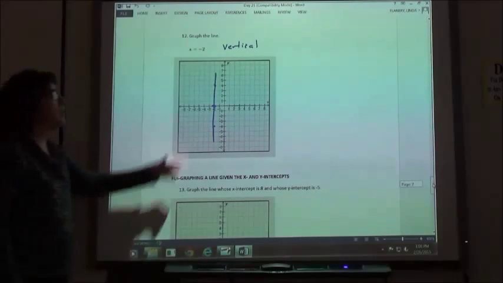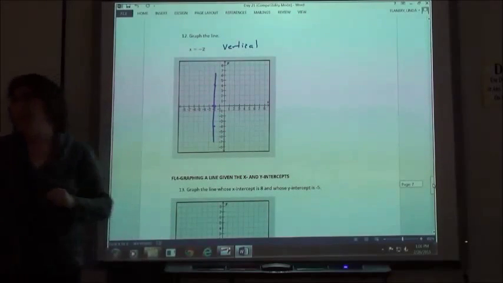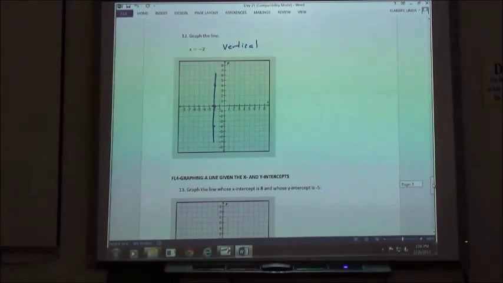So that's the shortcut if you know what you're supposed to get, a vertical or a horizontal line. If you don't know, then make the table, fill out some points, and plot them, and you'll find out which way it ends up going.